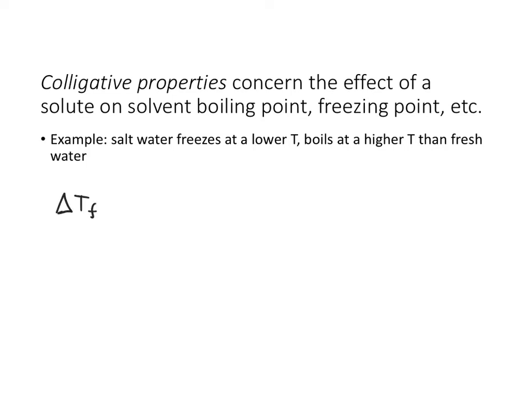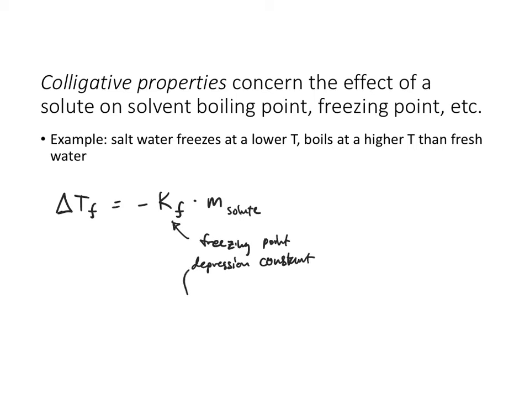If we have a change in the freezing temperature, so this is a shift in the freezing temperature, that's going to equal negative Kf multiplied times m solute. Okay, let's break these down. This Kf right here is called the freezing point depression constant. And this is specific to the solvent. So if we're talking about salty water here, then this would be Kf for water.